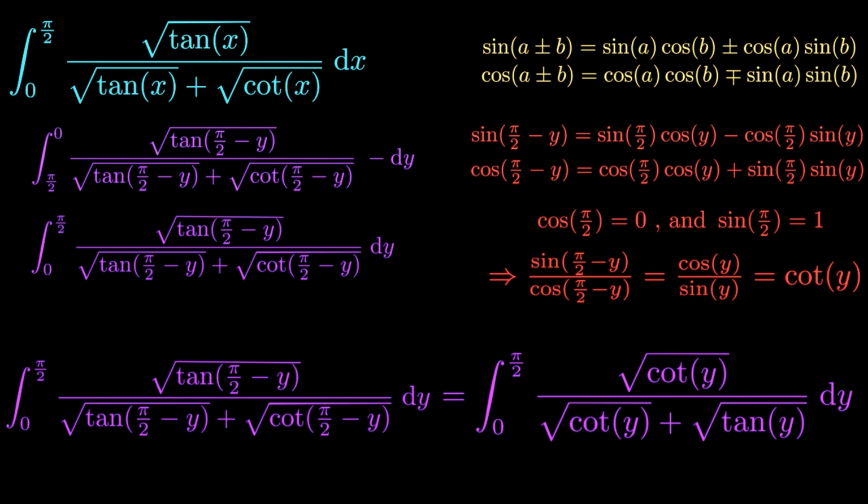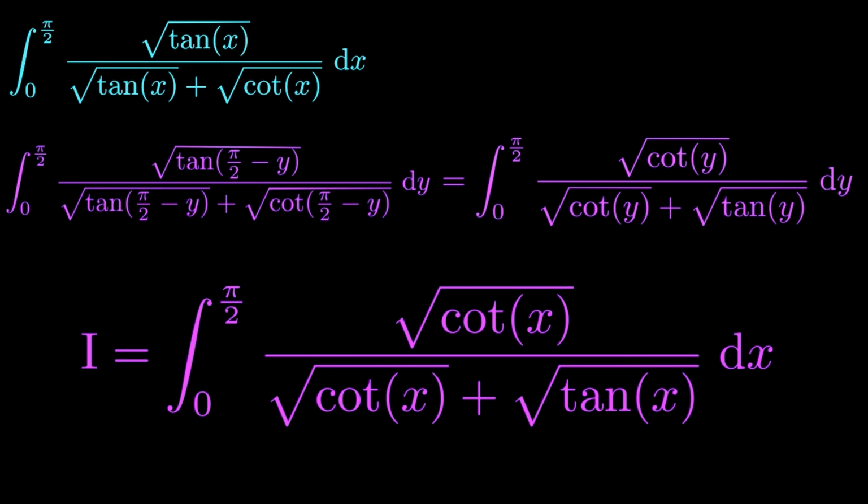Now we can do the exact same thing for cotangent of pi over 2 minus y, and we get tangent of y. So we can use this information to rewrite our integral as the integral from 0 to pi over 2 of the square root of cotangent of y divided by the square root of cotangent of y plus the square root of tangent of y, dy.